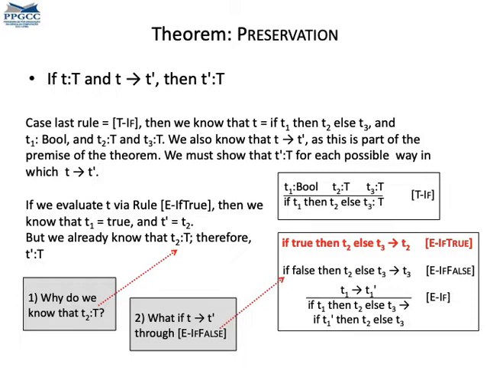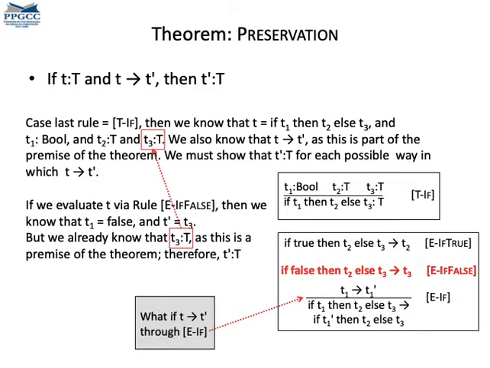if-then-else expression. In the same way, if we use the rule if-false to evaluate the term, then we know that t1 is false and that the term evolves to t3, but t3 has type T, that's in the premises. And we are done, for the resulting term t3 and the original if-then-else have the same type.